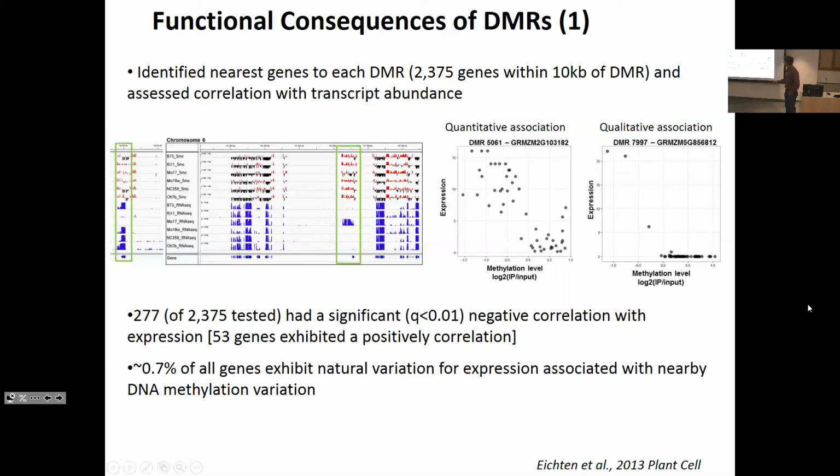In total, this is a little under 1% of all genes in the maize genome, but 1% of genes being influenced by epigenetic variation in a population, in this case of about 50 lines, that's a substantial number of alleles that could be influencing traits.